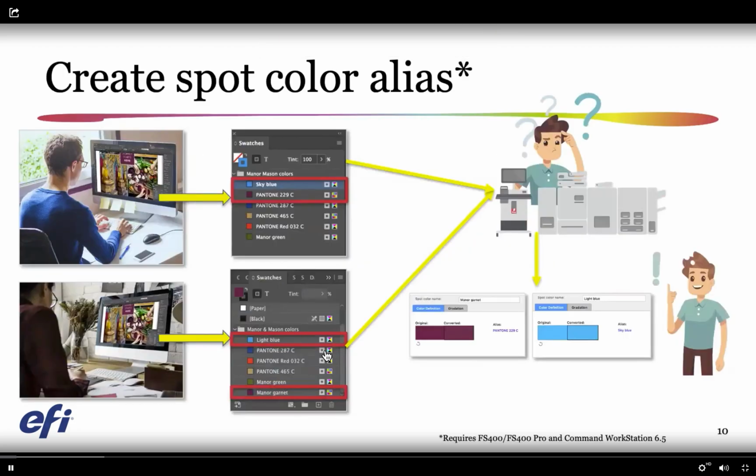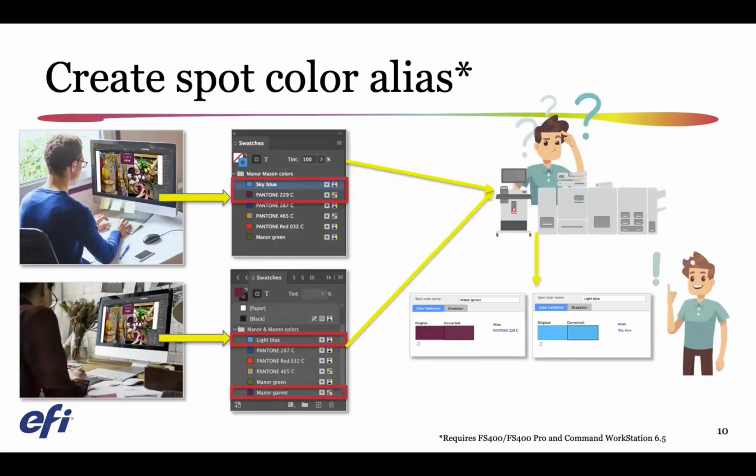But what if you get a file where you don't have the swatch available and the spot color is named something different than what you're expecting, or if it's not the values you're expecting? With the alias feature in Spot Pro, you can make sure spot colors always show correctly, even if they're not configured correctly in the design file.